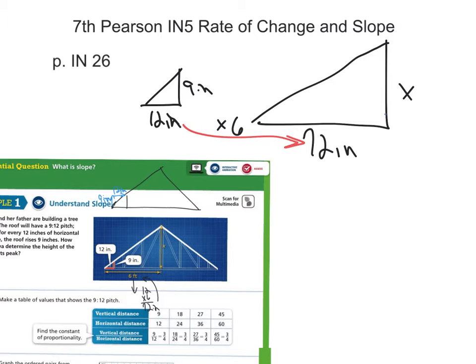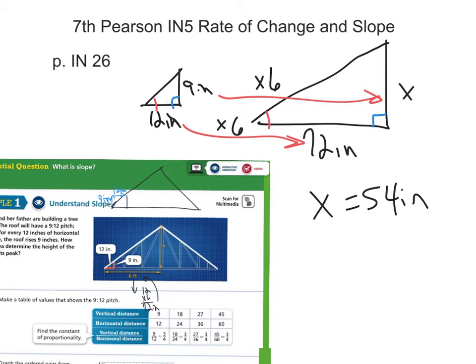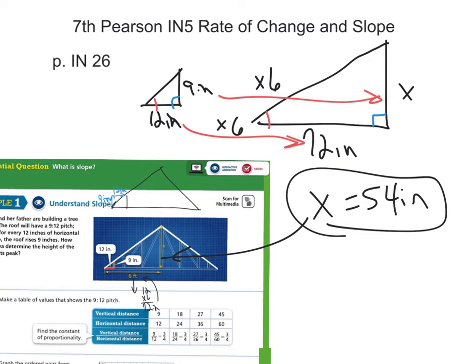By the way, the reason we know these are similar, they both have right angles. This angle is the same because we're using the same exact part of the roof. And so if those two angles are the same, then the other angle is the same as well. If you remember, we talked about on triangles, if the angles are all the same, then the figures will be similar to each other. Anyway, going from 12 to 72 is multiplying by 6. So we'll do the same thing here. 9 times 6 would make that equal to 54 inches. So the height here is 54 inches, or that'd be 4.5 feet.